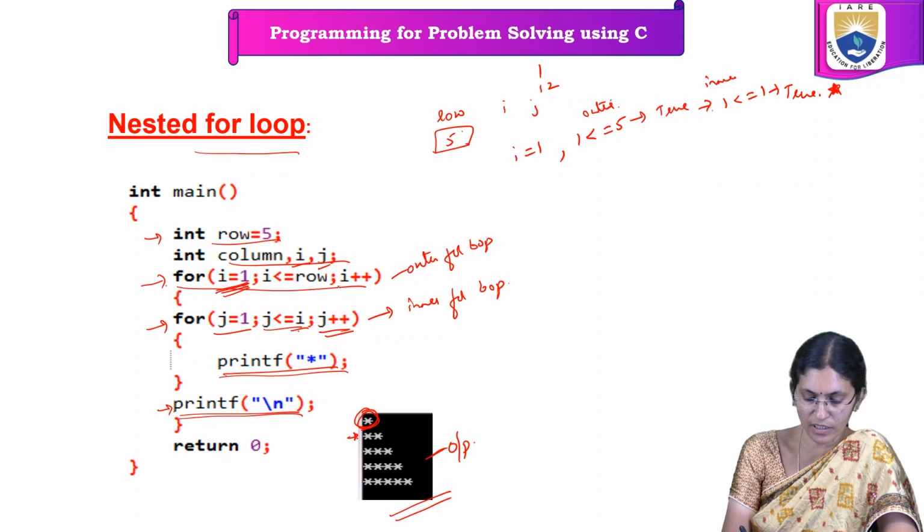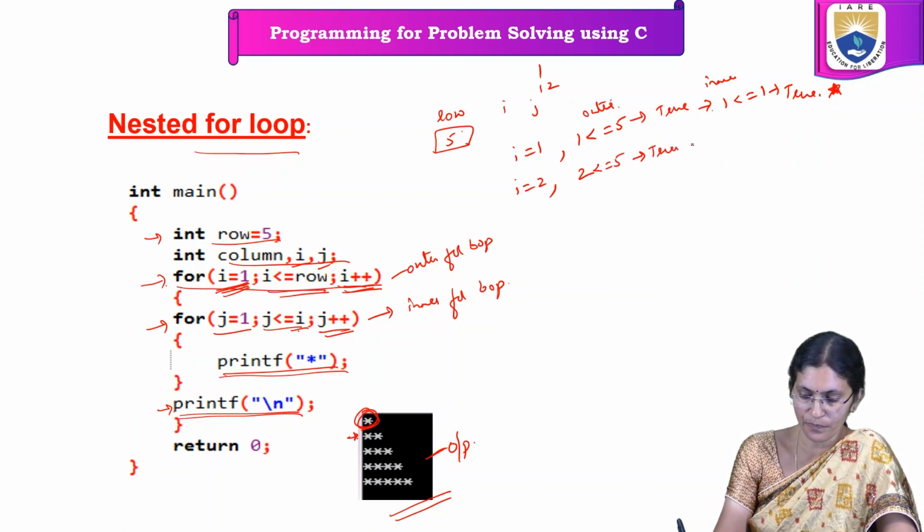Next, it will increment the value of i. Now the control is transferred here. The i value will be incremented by 1, so i is equal to 2 now. Again the condition is checked before entering the body of this outer for loop. So 2 is less than or equal to 5, which is true. Then again the j value is initialized to 1.